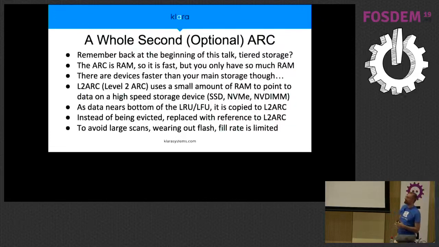To avoid the problem with large scans again, where if you're reading the entire data set, you don't want to copy all the data you've only used once out to the SSD, there's a rate limit on how fast you write to the SSD. So it won't take everything that's about to fall out of the cache and put it on the SSD. It'll only take a fraction of it to try to give us the best chance of keeping the data that you're actually going to use again on that SSD.